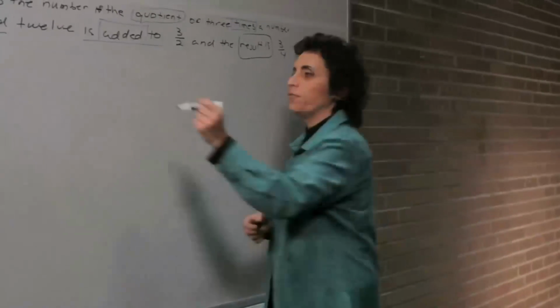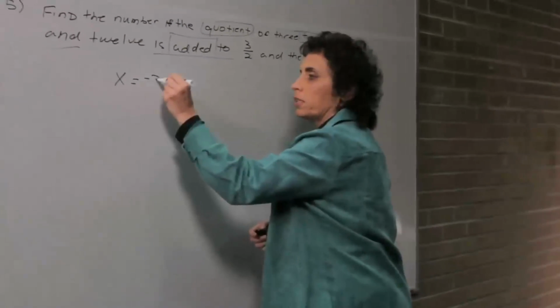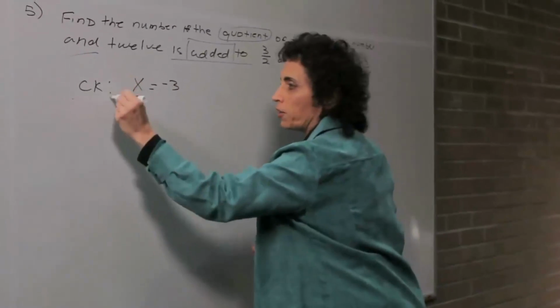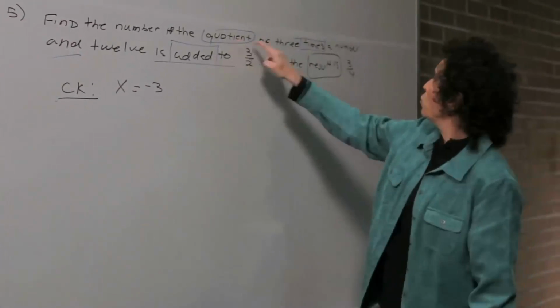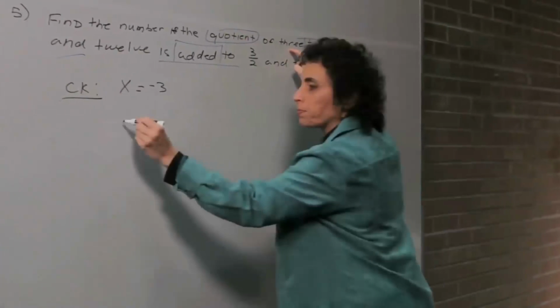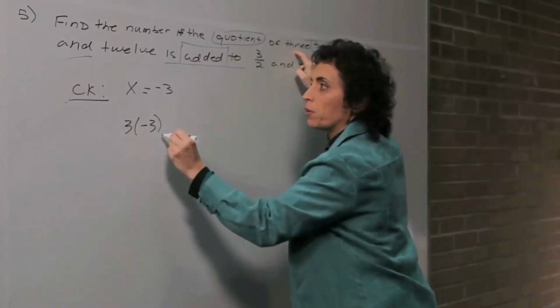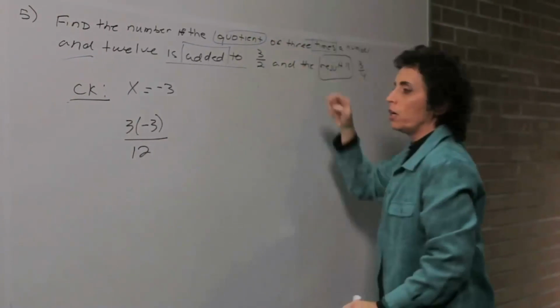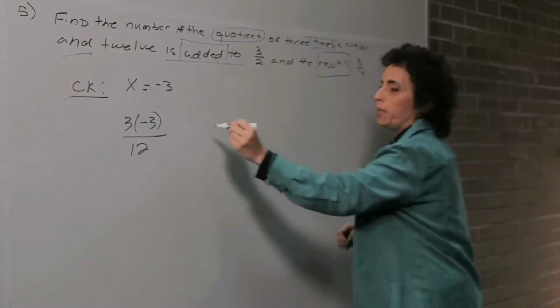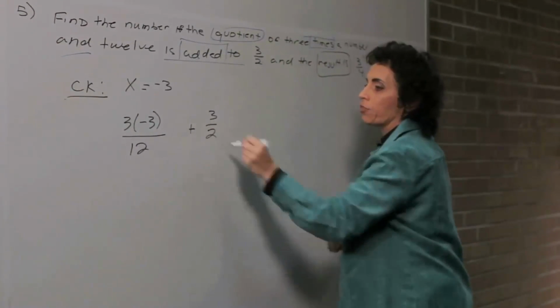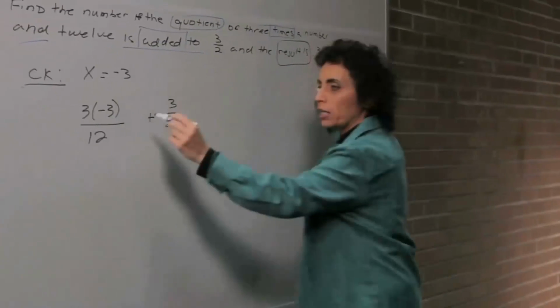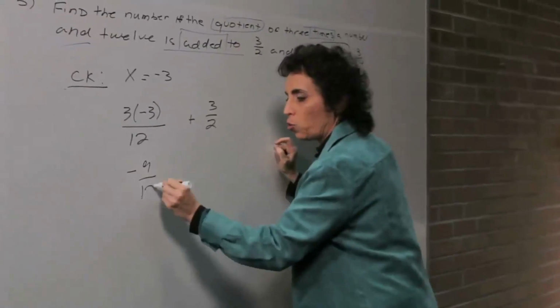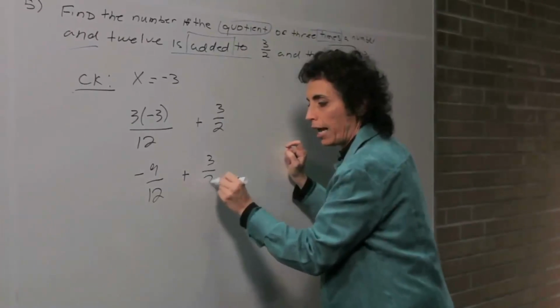All right, we got -3 for this problem. Let's check it. And again, I write this for myself because I'll forget what the answer is already. The quotient of 3 times the number, so 3 times the number and 12, okay, that's supposed to be added to 3 halves. And we're supposed to get 3/4. So let's pray for the best here. This is -9/12 plus 3 halves.